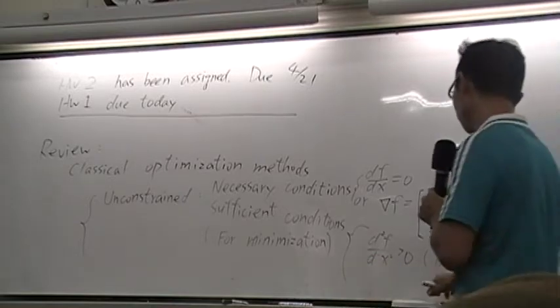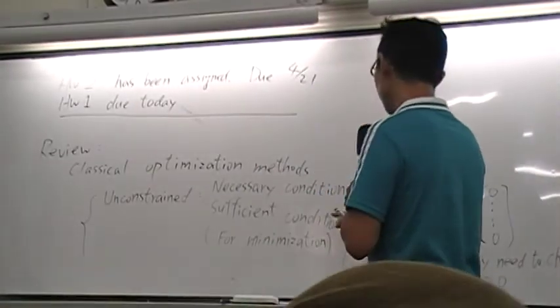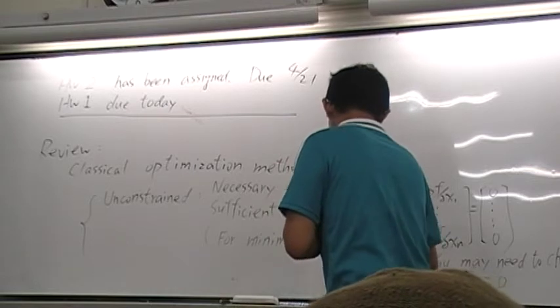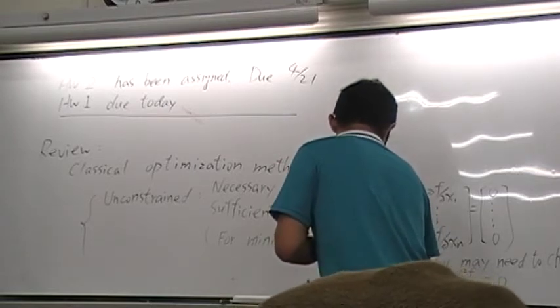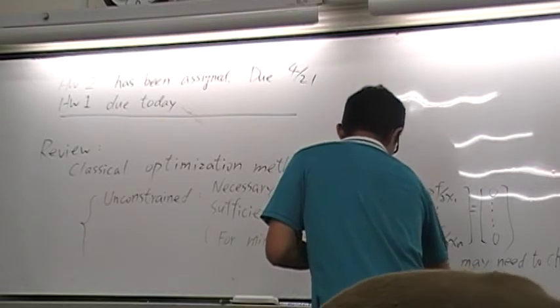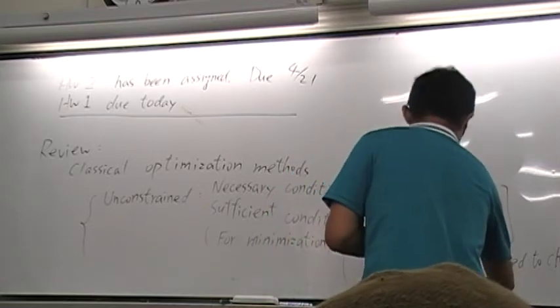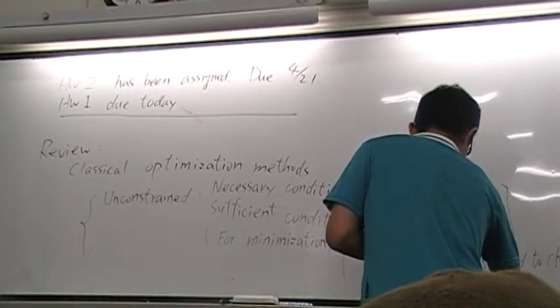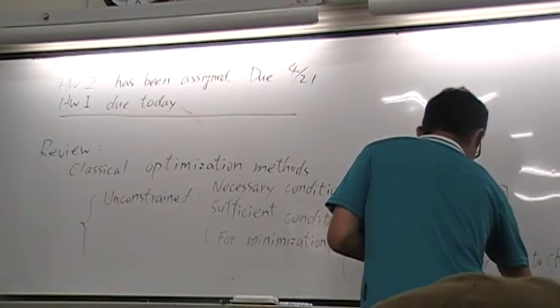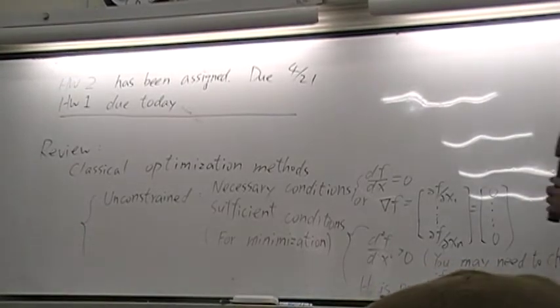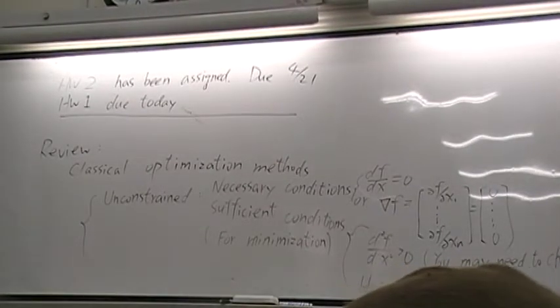Anyways, I think you can check the class notes. Yep. For minimization, the sufficient conditions for ND is like the Hessian matrix is positive definite. Okay, so H is the Hessian matrix. Hopefully you remember what this is. Okay, yeah. I think after doing homework 1, you know what I'm talking about. Okay. So that's the unconstrained case. Okay. And how about with constraints?